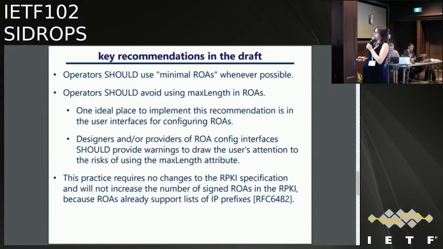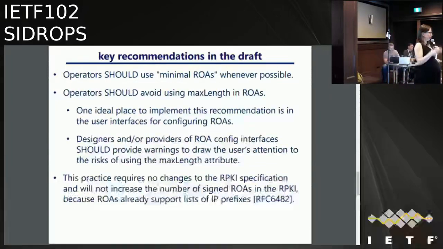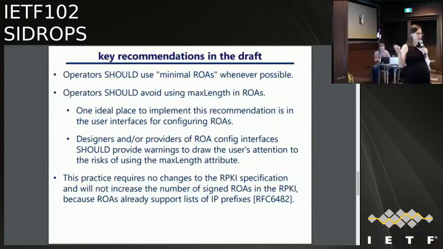Designers or providers of ROA config interfaces should provide warnings to draw users' attention to the risk of using max length attribute. So, early RPKI interfaces had a form where you would fill in the AS number, the prefix, and the max length, right? And it was just kind of all sitting there in front of you. We'd like to move into a world where you can't really configure max length unless you kind of ask for it in an advanced setting and you get warnings, and make it hard for people to do this because the risk of misconfigurations is high. I think we found that more than, I don't remember what the number, but more than 80% of max length using ROAs were vulnerable to this attack.